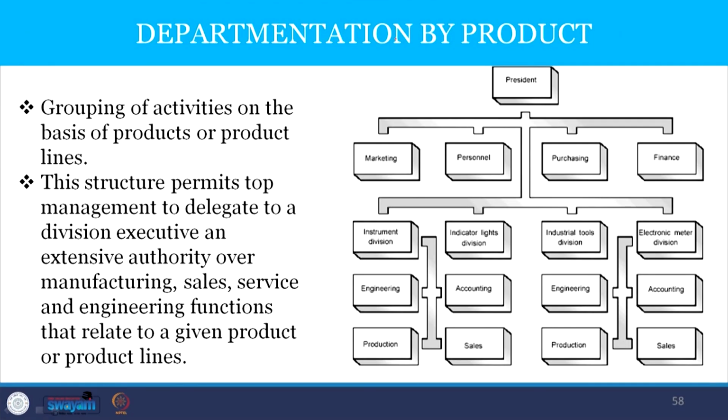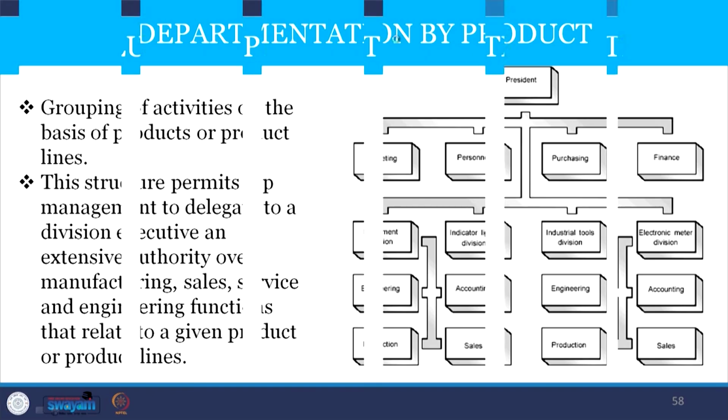Then departmentation by product, grouping activities on the basis of the products or product lines. The structure permits top management to delegate to a division executive an extensive authority over manufacturing, sales, service, engineering functions that relate to a given product or product line.